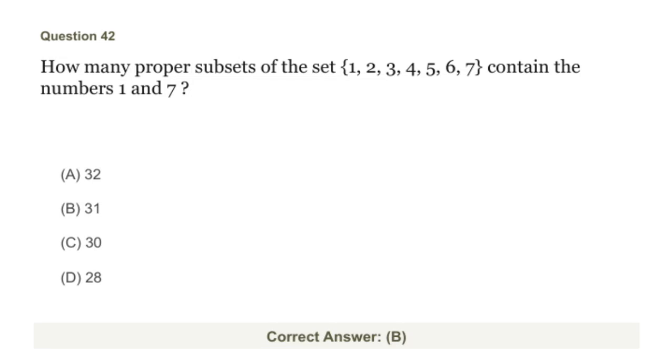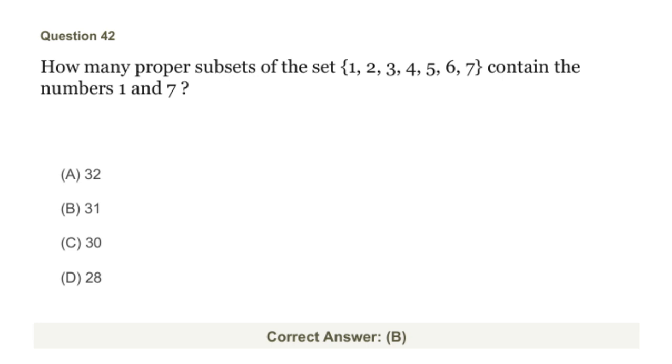All right, let's walk through this question. We're asked to find how many proper subsets of the set {1, 2, 3, 4, 5, 6, 7} contain both the numbers 1 and 7. First, recall that a proper subset is any subset that is not the entire set itself. Now, since we're focusing on subsets that must include 1 and 7, we can think of these as fixed elements.